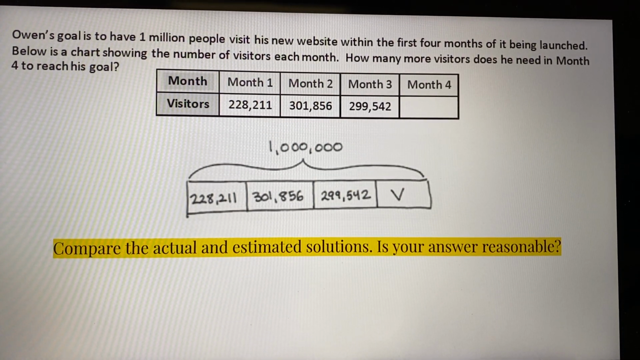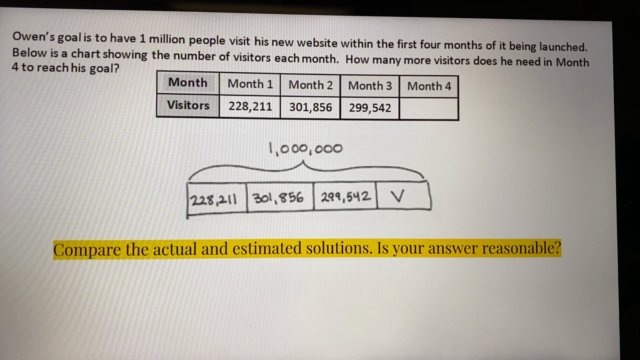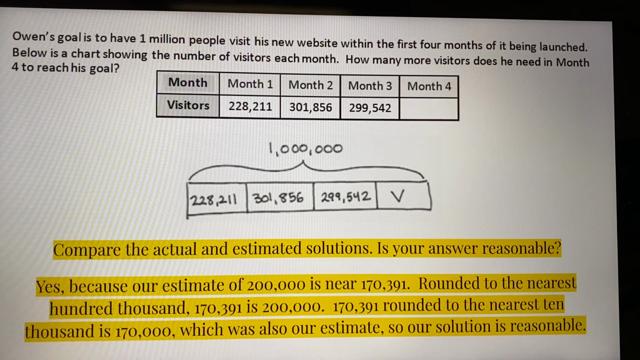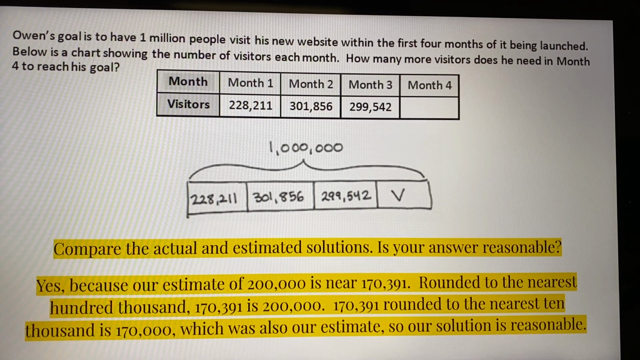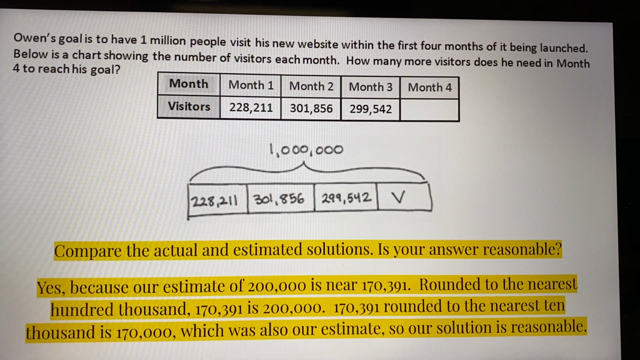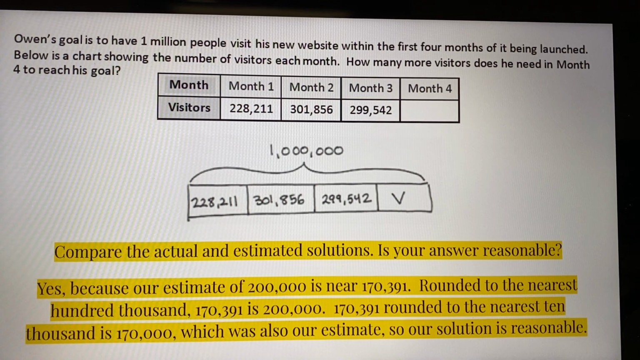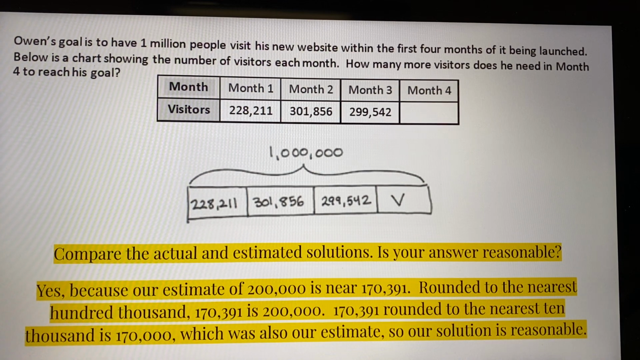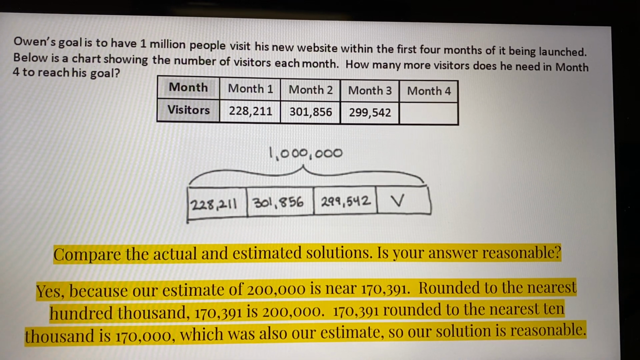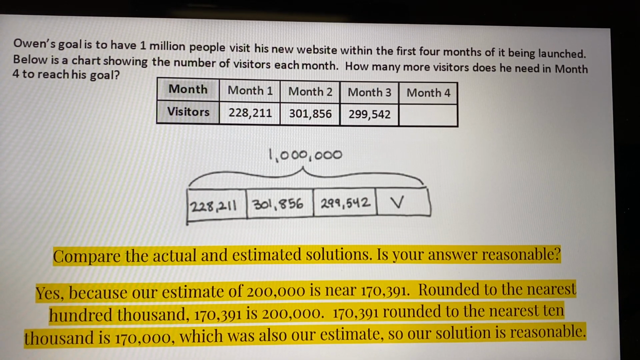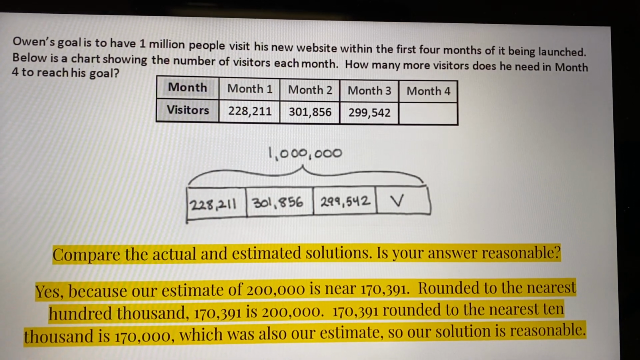Think about the actual and estimated solutions. Are they reasonable? Yes, because our estimate of 200,000 is close to 170,000. Yeah, it's off by 30,000, but it's still pretty close. We round it to the nearest 100,000. 170,391 is 200,000, I'm sorry. 170,391 rounded to the nearest 10,000 is 170,000, which is also our estimate. So our solution is pretty reasonable.